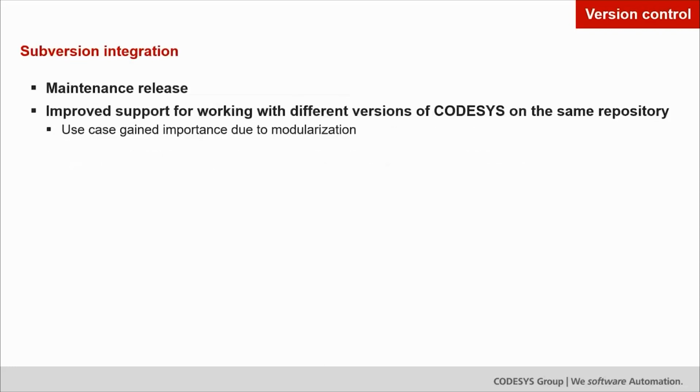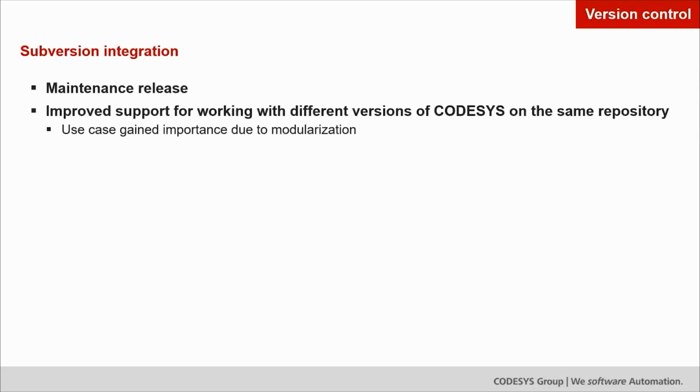We also did a new release of the Subversion integration for CODESYS. This is mainly a maintenance release, and the biggest new feature we added is improved support for working with different versions of CODESYS on the same project or repository. This is a use case which gained a lot of importance with the introduction of modularization in version 3.5 SP17.